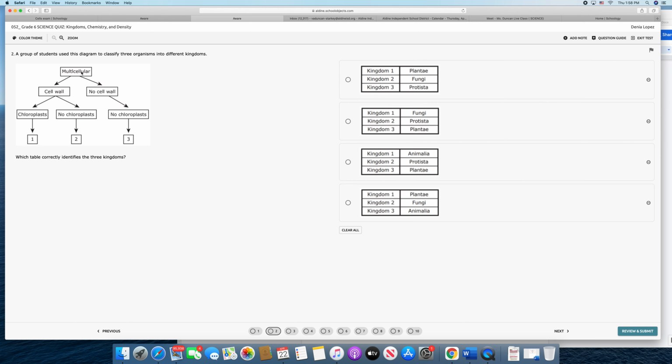Last but not least, for Kingdom 3, you're looking for something that's multicellular, has no cell wall, and has no chloroplast. So it's a heterotroph. It cannot make its own food. It has to eat food. It does not have a cell wall, so it's not a plant or a fungus. And it is multicellular. Multicellular is going to be the key to Kingdom 3. So find the answer that best makes sense. We already eliminated 2, and then you go from there.